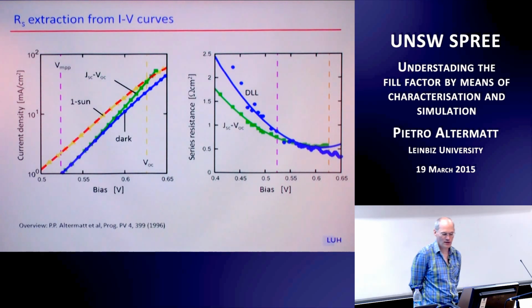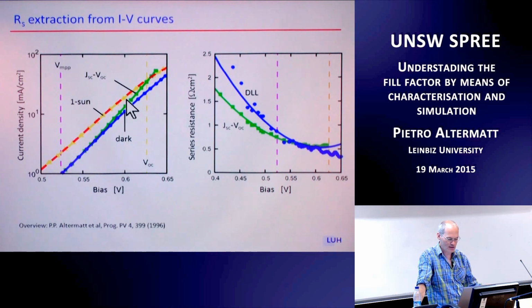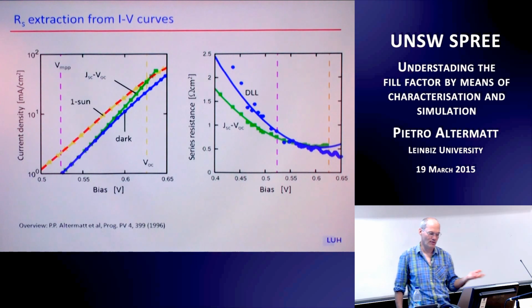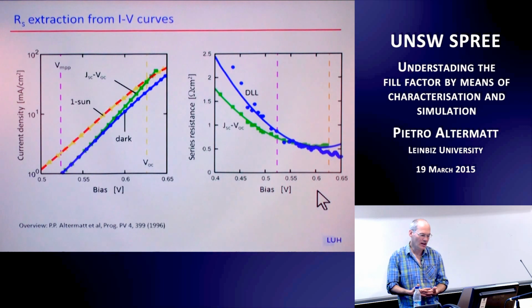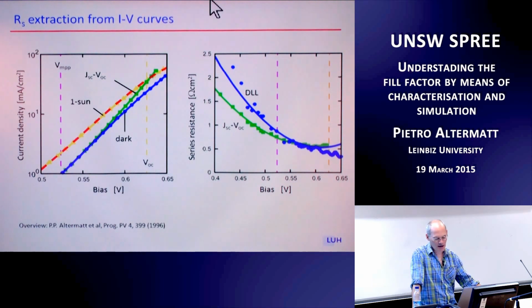You may have heard of the JSC-VOC method, where you just look at the differences between the green curve and the red one sun curve and say, well, the green curve is not affected by RS. This is my kind of standard. And then you get that green curve over here. This is RS as a function of the bias, and this is MPP, this is VOC. And there are also other methods like the double light level method, triple light level method.